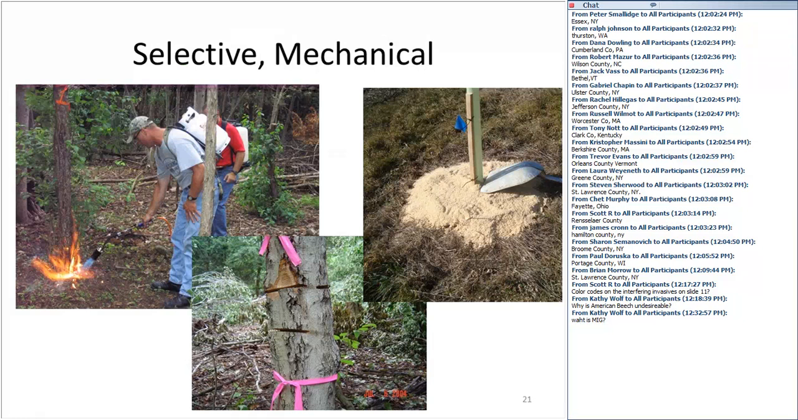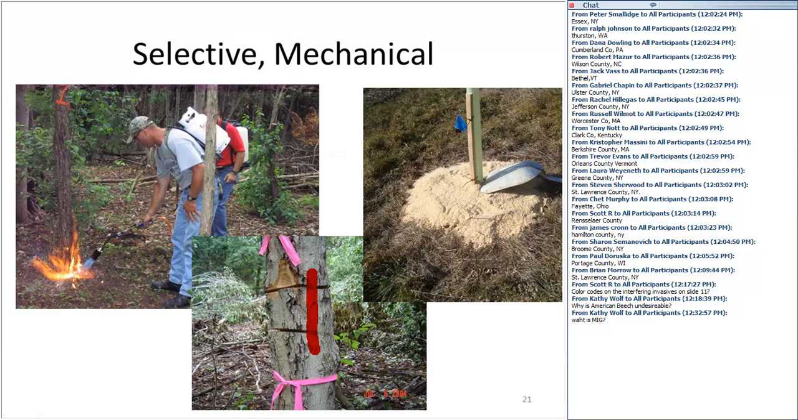We have selective mechanical, things like flame weeding, things like girdling. For those of you that have done some girdling, you will note that there's a strip of tissue right here that was not cut, and so that tree will remain alive. So if you're going to use a tool, the message here is that you need to use the tool correctly.